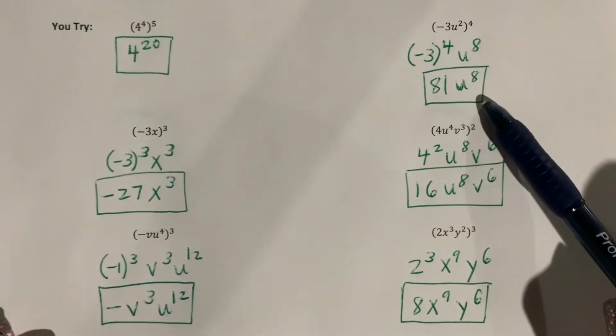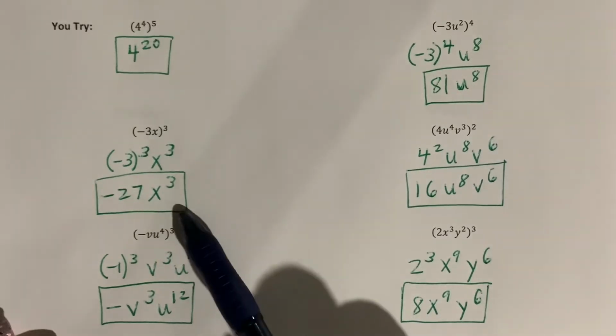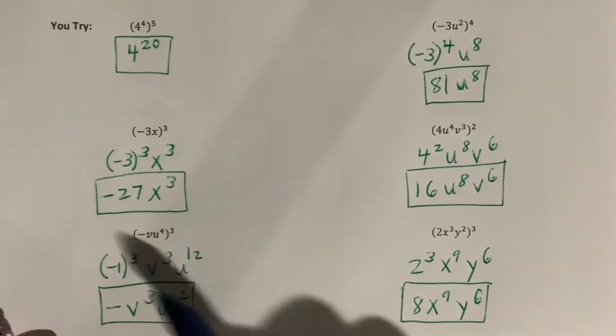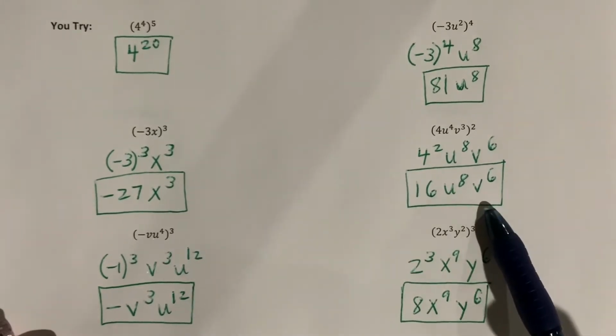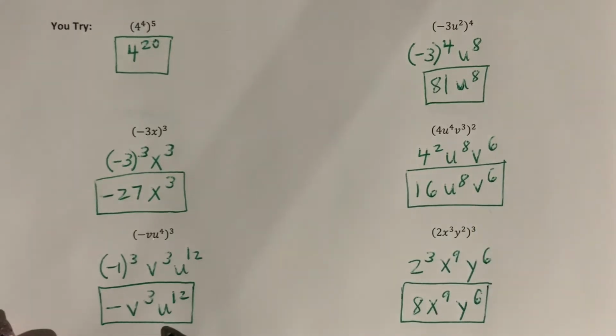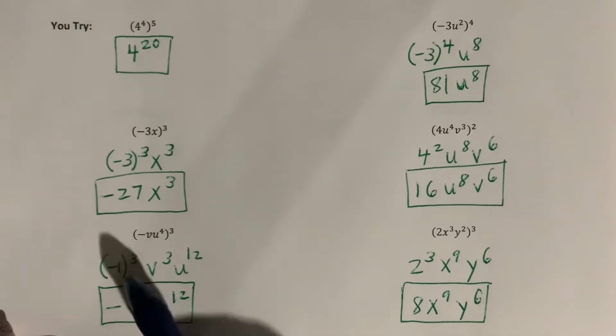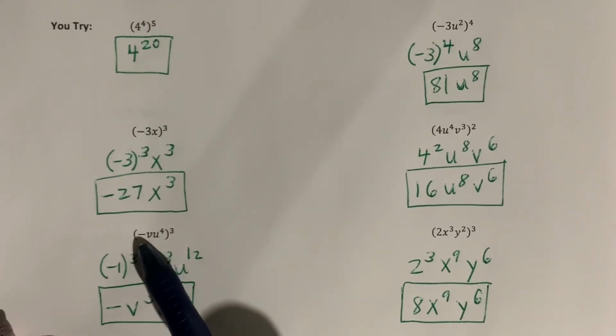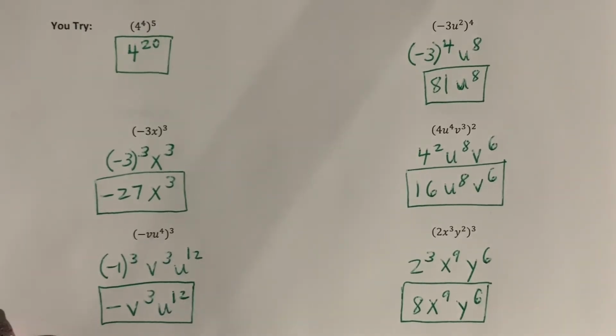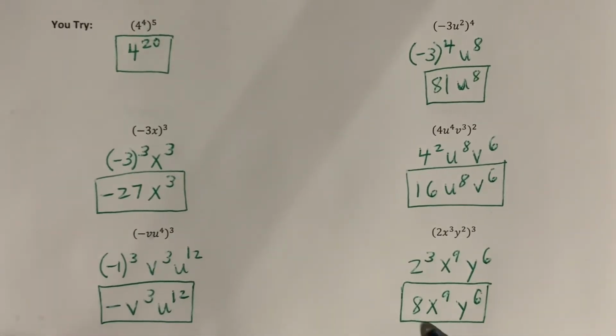The second one, I got 81 u to the 8th, negative 27 x to the 3rd, 16 u to the 8th, v to the 6th, negative v to the 3rd, u to the 12th. You have to be careful here. This negative is really a -1, so we were doing -1 to the 3rd power. And on the last one, I got 8x to the 9th, y to the 6th.